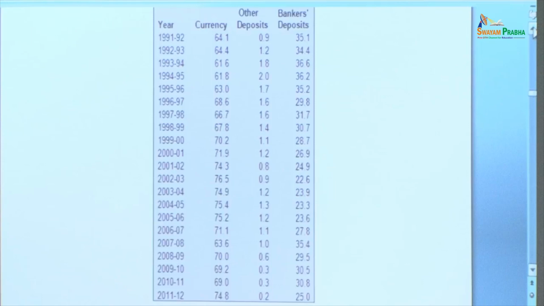That's why when I was computing the multipliers algebraically I said ignore them, because other deposits are statistically, numerically insignificant. You do not have to worry about them. The multiplier unnecessarily will become complex with a variable which doesn't have any numerical importance in India. So why consider them?